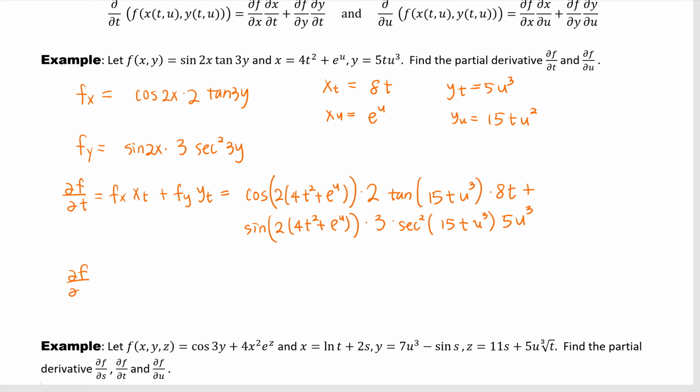Okay, partial f partial u is f_x x_u plus f_y y_u. Well, it's very similar to what we have done before. Just replace these two terms by this guy, right? So that saves us some work. We can just copy this whole thing down.